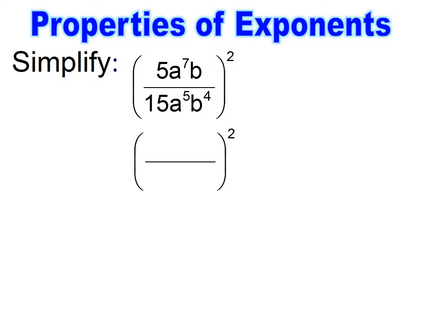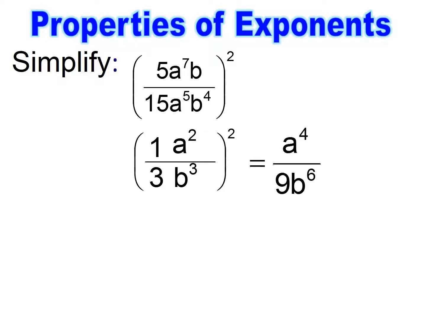So this is an example where it's very useful to simplify inside first, because you see this 5 over 15 will reduce, and we end up getting 1/3. And then that a to the 7th over a to the 5th, the higher exponent's on top, so we simplify and it stays on top. We end up with a squared. And then the b over b to the 4th, we subtract and it stays on the bottom, we get b to the 3rd.